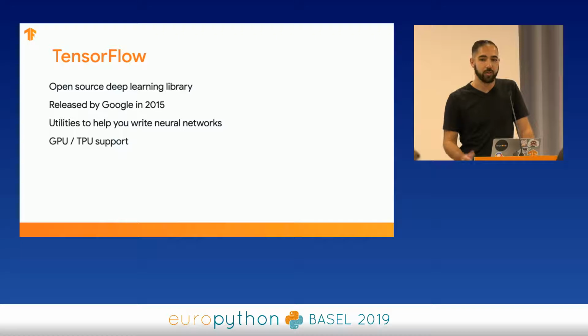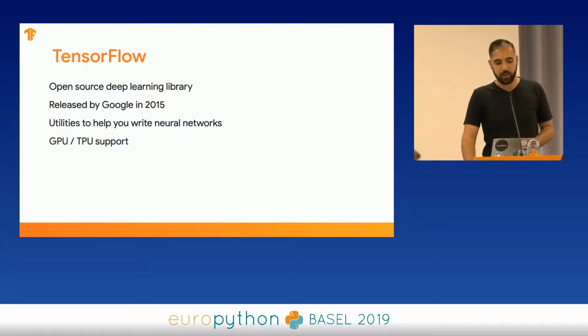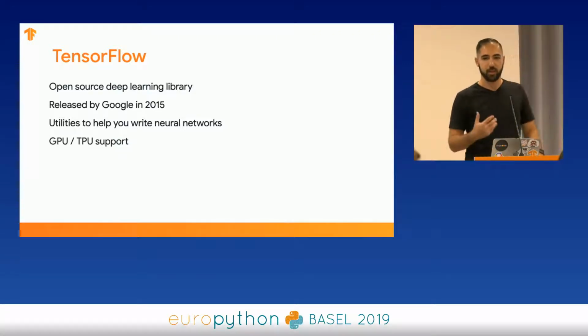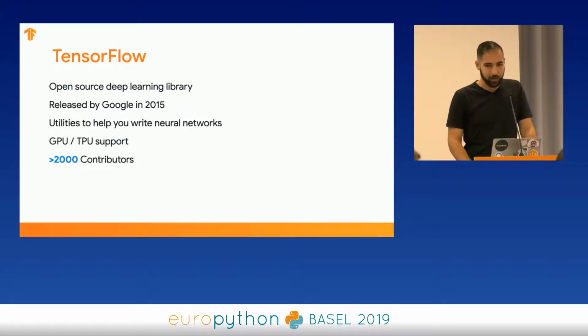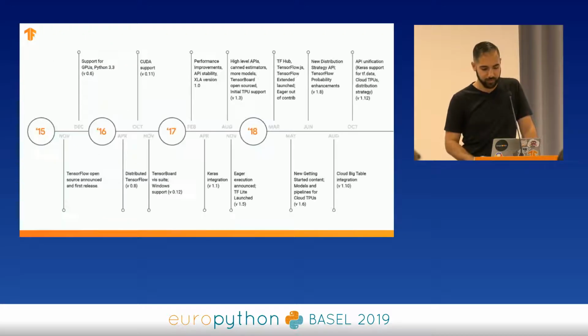TensorFlow provides support for both GPUs and TPUs. These are hardware accelerators that specifically work heavily with linear algebra and mathematical computations. And so TensorFlow is able to utilize this hardware right out of the box so that you can get the benefits of using these. To date, TensorFlow has over 2,000 contributors all over the world. And the 2.0 beta version was released just last month in June.